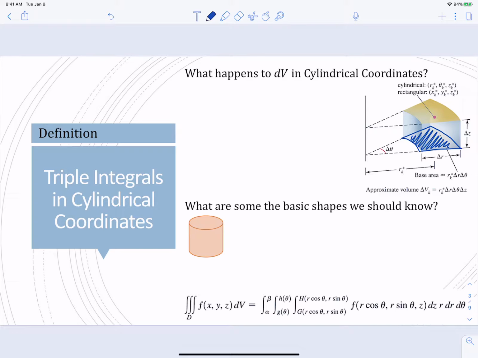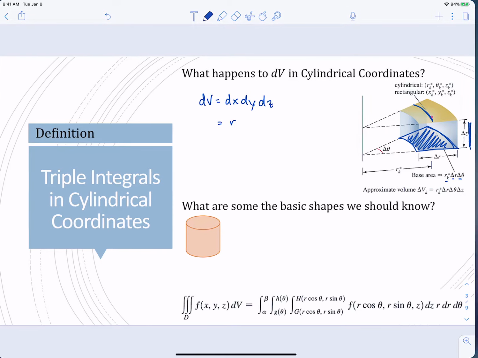And that base area, it was our radius at some point that we take inside of our slice, and then our delta r times our delta theta. And remember that comes from the arc length. So that's the area of the base, and then we have our height here, which is our change in z, so that's delta z. So this dV, which in rectangular coordinates is dx, dy, dz, in any order that we want to put that, and that's convenient to us.